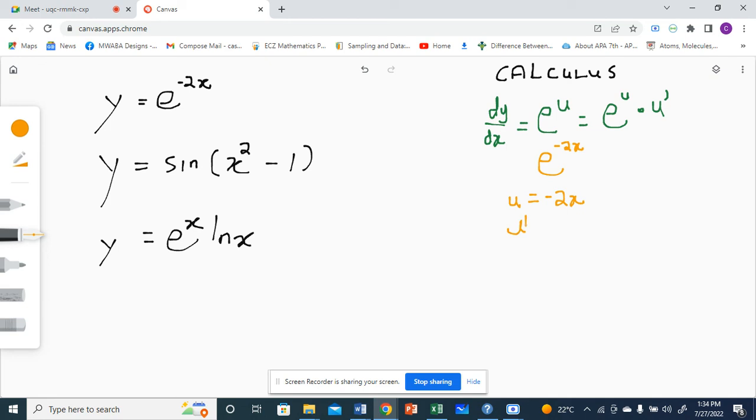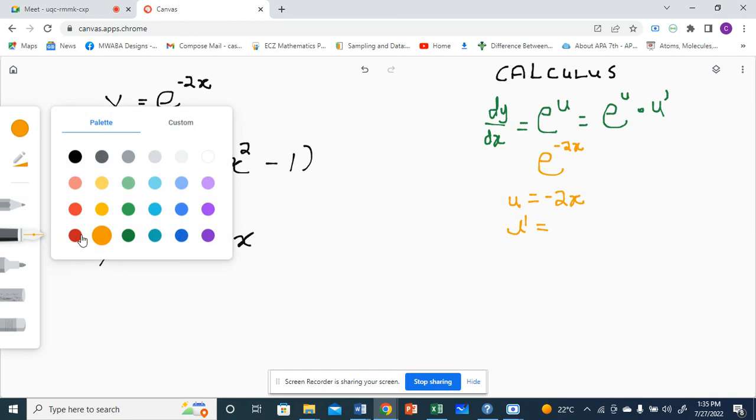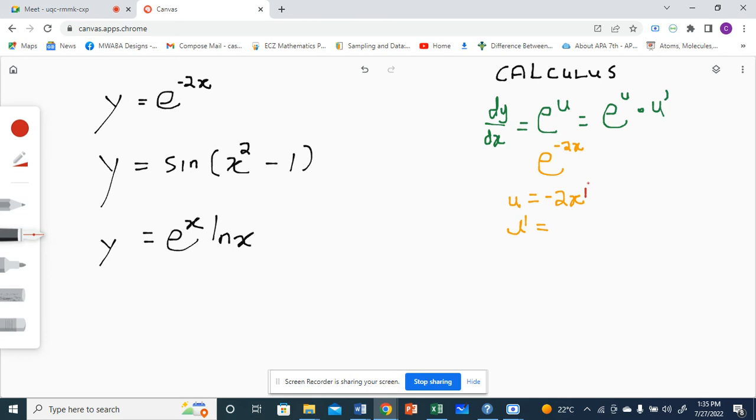So you say u prime, the first derivative. We are using the power rule. Remember, this x is like x to the power 1. We say 1 times negative 2, that is negative 2. Then 1 minus 1 is 0. So we have negative 2x to the power 0, and x to the power 0 is like 1. So we just have negative 2.